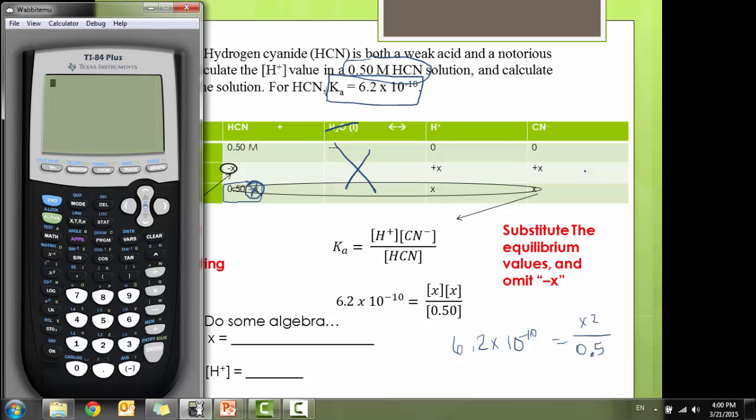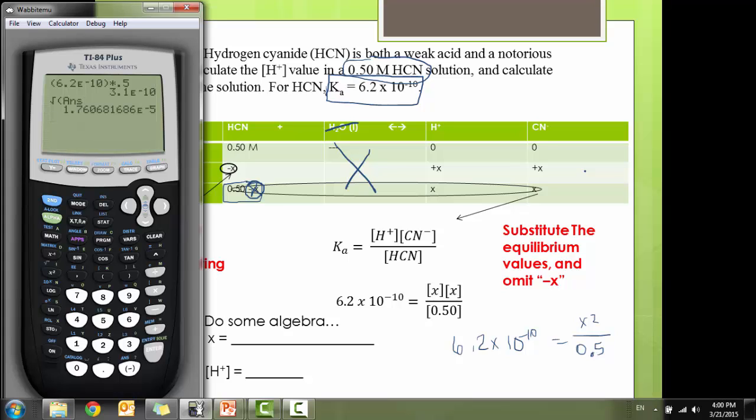And so we're going to type in 6.2 times 10 to the negative 10. I always do it in parentheses. 6.2 times 10 to the negative 10. And then to solve for x squared, first we need to multiply by this 0.5. Okay. And then we need to square root our answer to get just x. So we're going to square root our answer.